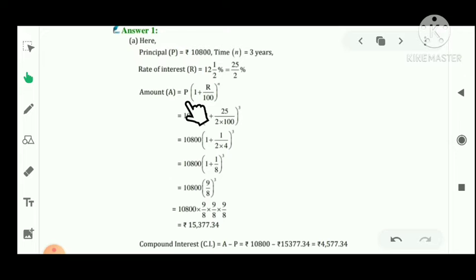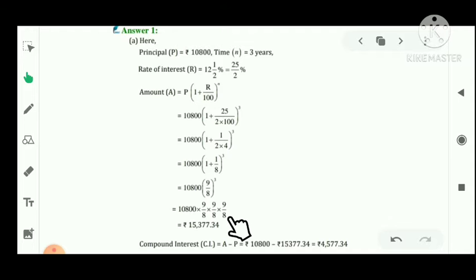Amount is equal to P, P for principal, 1 plus R for rate upon 100 is given in the formula, and n for time. Now you have to put the values of P, R and n in the formula. P's value is 10,800, 1 is 1, then R's value is 25 upon 2. Here you have to put 25 in the numerator and 2 in the denominator, and 100 is also in the denominator, so it will be 2 multiplied by 100, and then we put the value of n.